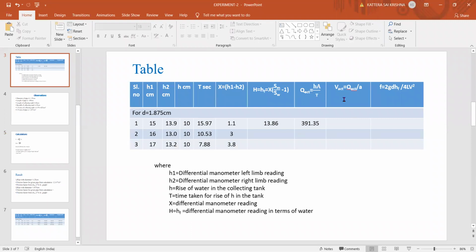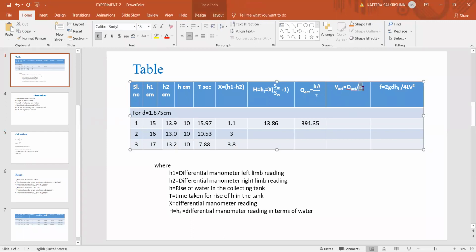Okay. Now calculate V actual. After finding this small a value, you need to find this. Don't use the area value for the last one with that diameter. That is wrong. Here you need to change the diameter of the pipe. We have changed the pipe only, so diameter area also changes here. So do that. How much? 2.76 centimeter square. You got that area. Now calculate V actual. That is 391.37 divided by 2.76. 141.7.